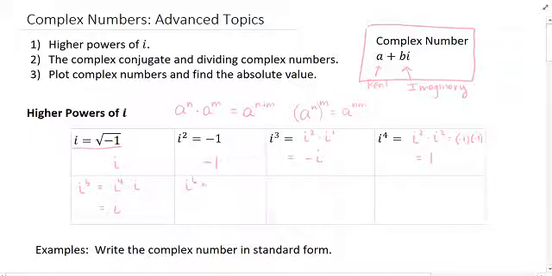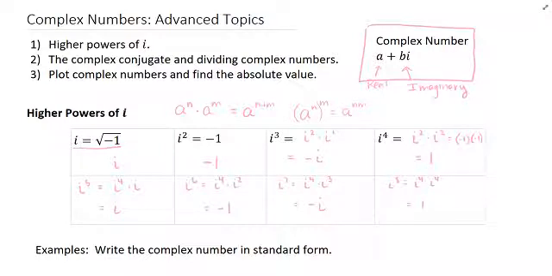i to the 6th is the same thing as i to the 4th times i squared. i to the 4th is 1. i squared is -1. So this just gives me -1. i to the 7th is the same thing as i to the 4th times i cubed. We know i to the 4th is 1, and i cubed is -i. And i to the 8th, well, that's just i to the 4th times i to the 4th, which means it's 1 times 1, or 1.